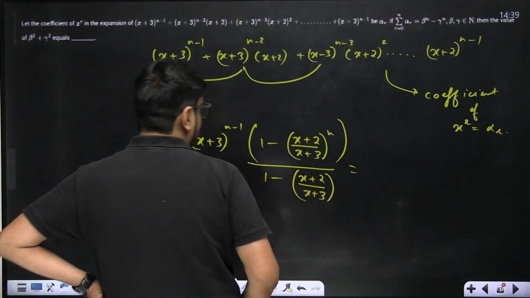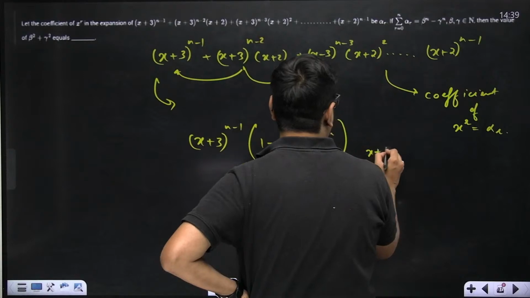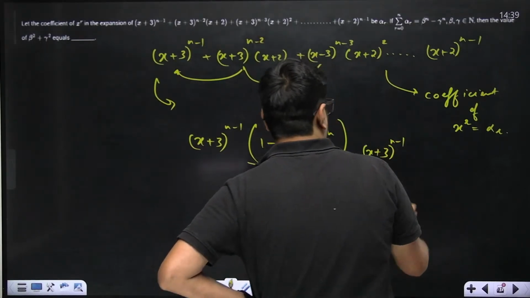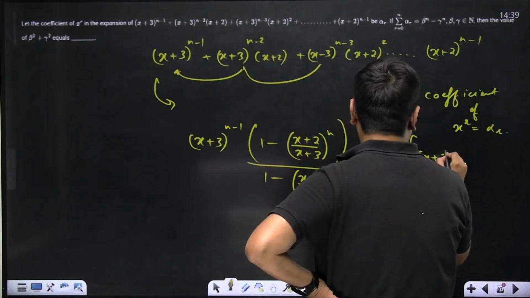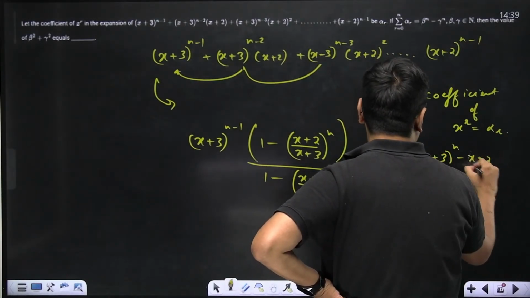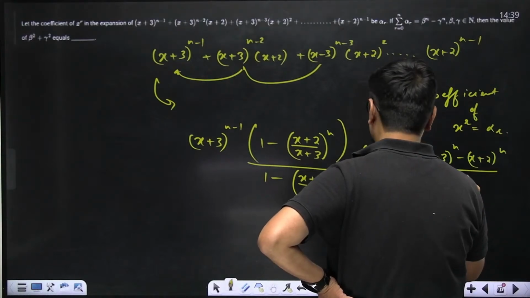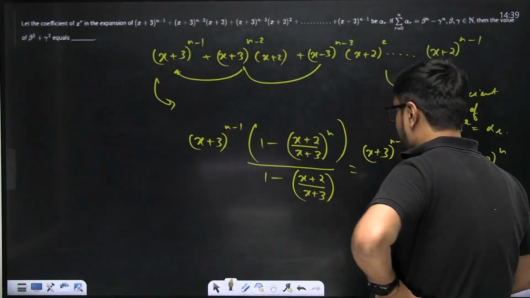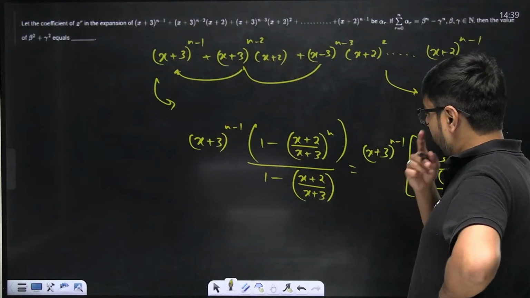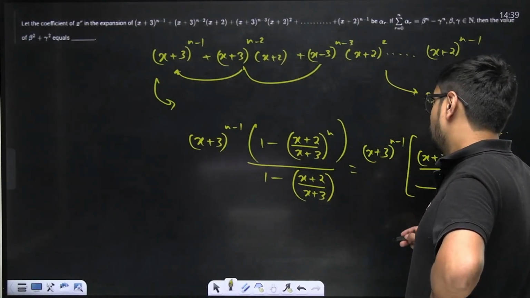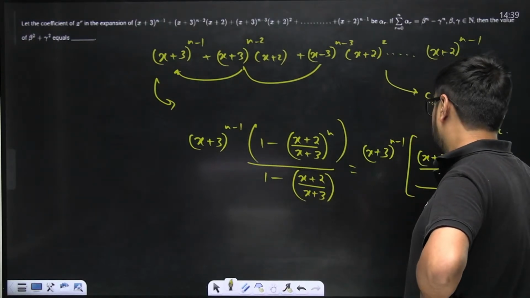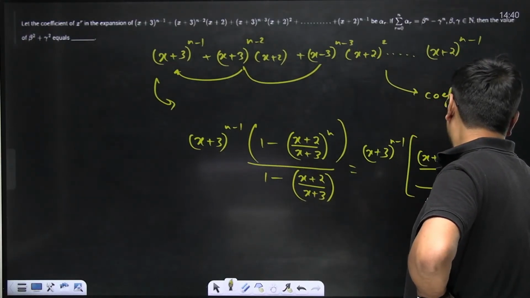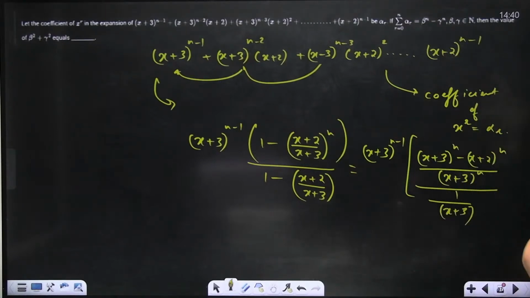Now if we solve this, we will get (x plus 3) to the power n minus 1 in the multiplication, ((x plus 3) to the power n minus (x plus 2) to the power n) divided by (x plus 3) to the power n. And in the division, what are we going to get? (x plus 3) minus (x plus 2), that is x plus 3 minus x minus 2, which is 1. This will become 1 upon (x plus 3). Correct?